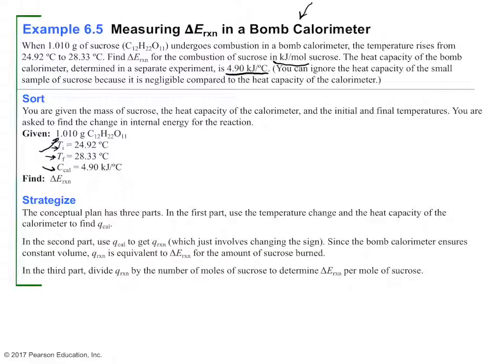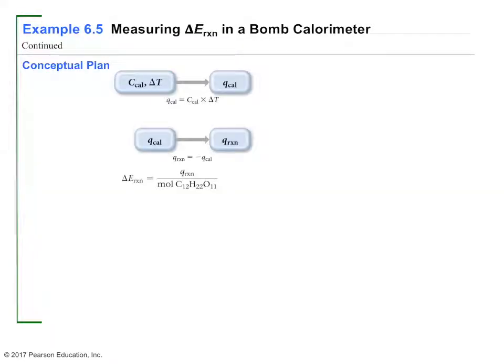Okay, so the conceptual plan has 3 parts. The first part, we're going to use the temperature change and the heat capacity of the calorimeter to find the Q of the calorimeter. Second part, we use the Q of calorimeter to get the Q of the reaction. That just involves changing the sign. Since the bomb calorimeter ensures a constant volume, Q of the reaction is equal to the change in energy of the reaction for the amount of sucrose burned. In the third part, we're going to divide the Q of the reaction by the number of moles of sucrose to determine the change in energy per mole of sucrose.